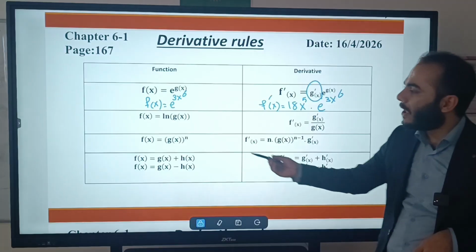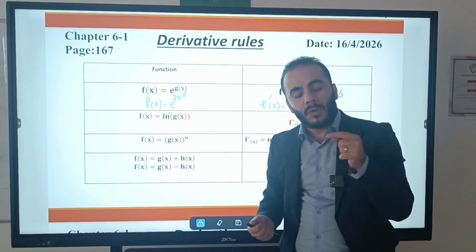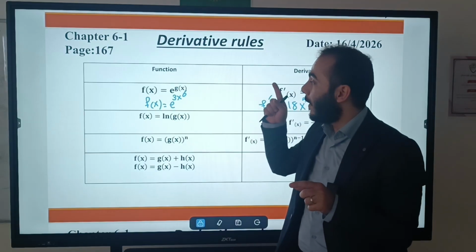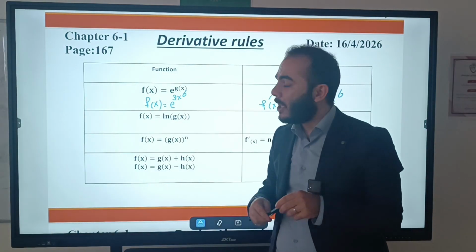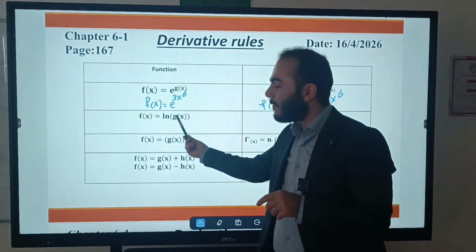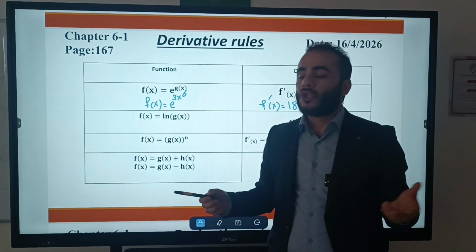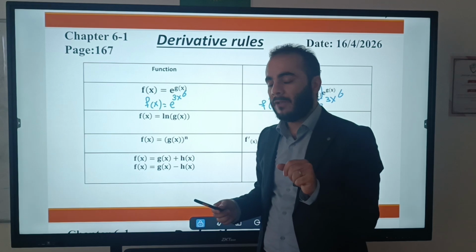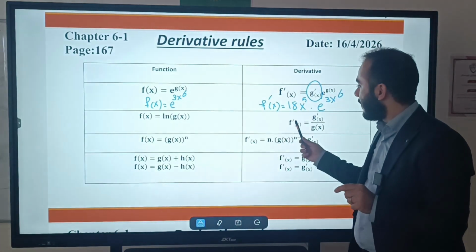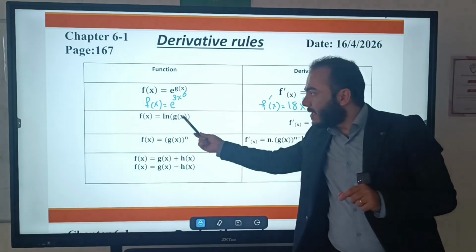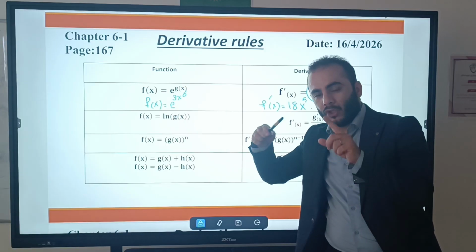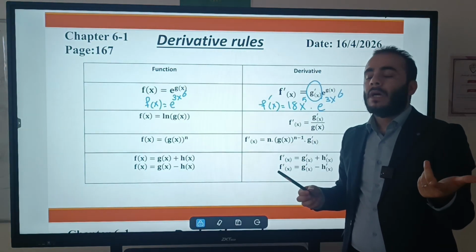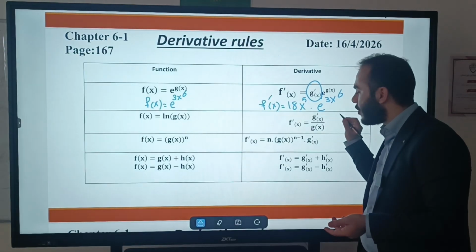The next rule is ln g of x. Again, we studied this one in chapter 4. What was the inverse function of the natural exponential function? It was the natural logarithmic function, which is ln. So if we have f of x equals ln g of x, the derivative is very interesting. Always take the derivative of what is inside the bracket, which is g of x, whatever it is, over itself. That is, g prime of x over g of x.